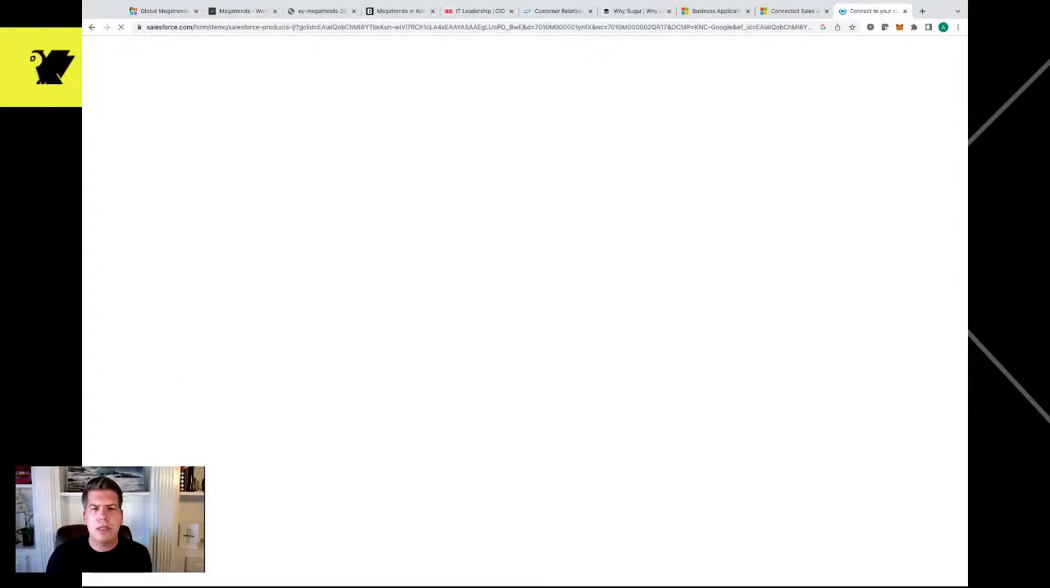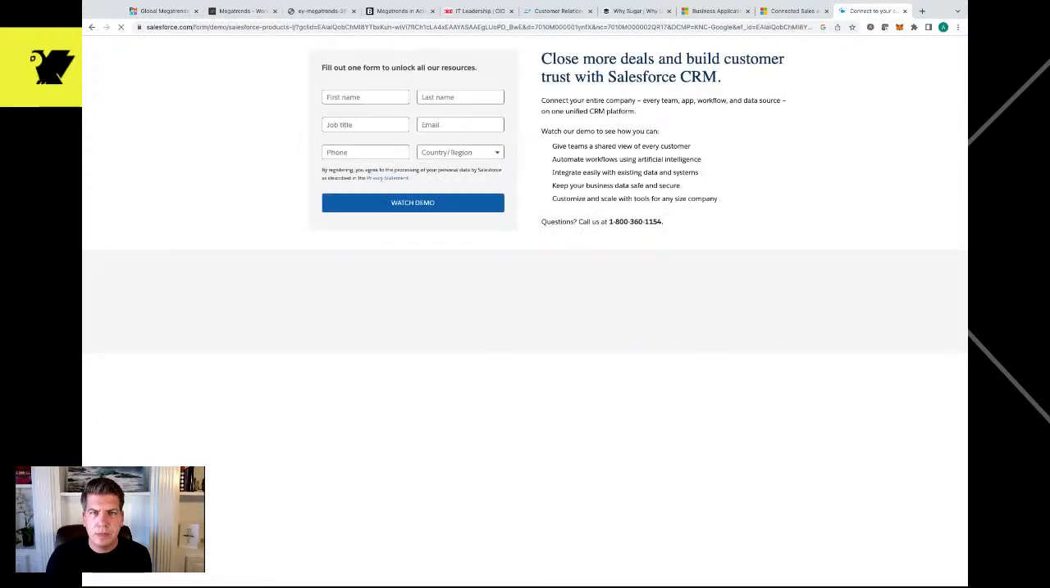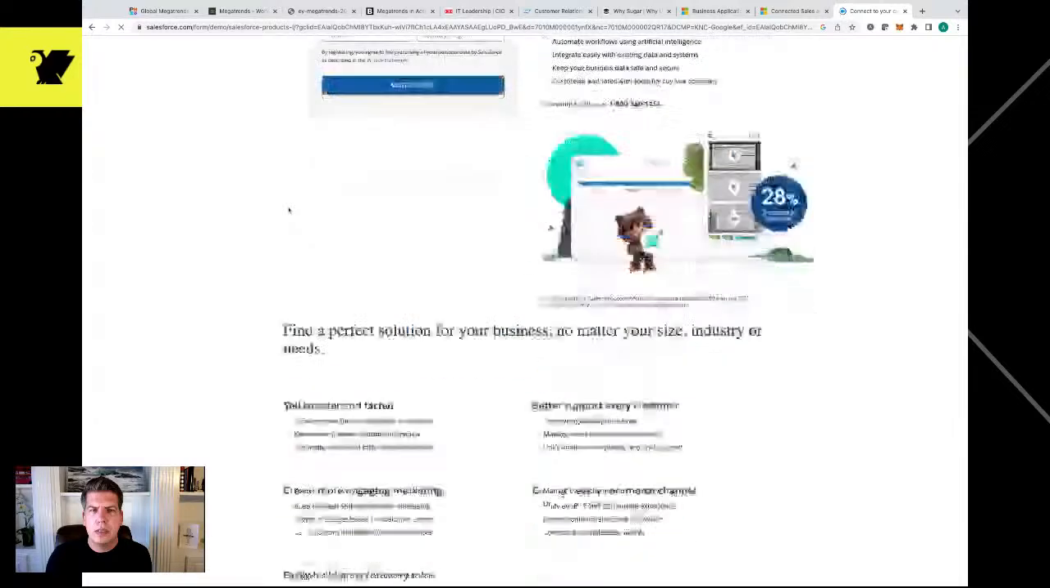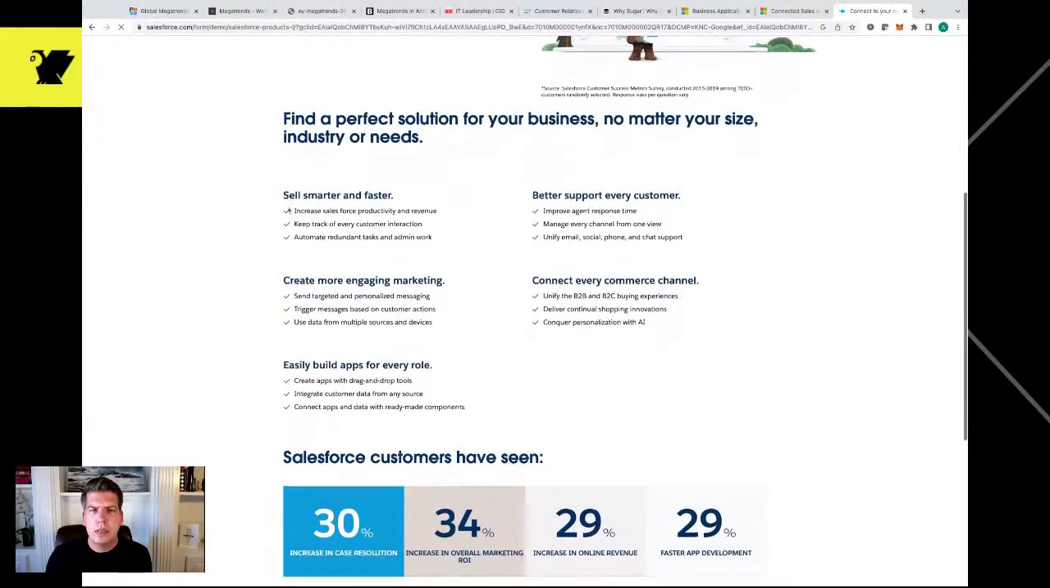And if you go to Salesforce.com, I do not want to fill out your sales sheet, but: sell smarter, faster, create more engaging marketing, connect every e-commerce integration, better support for customers, easy builds, easy use. You get the idea.